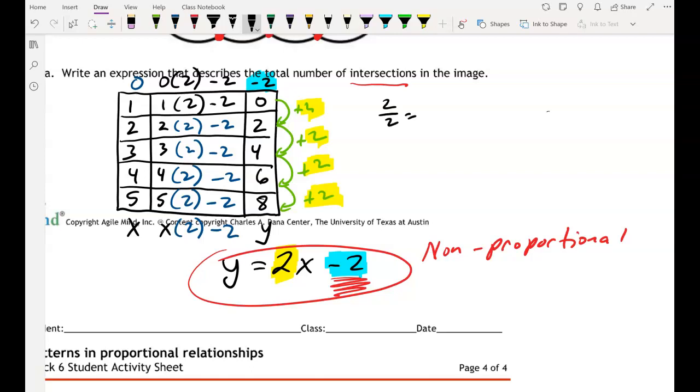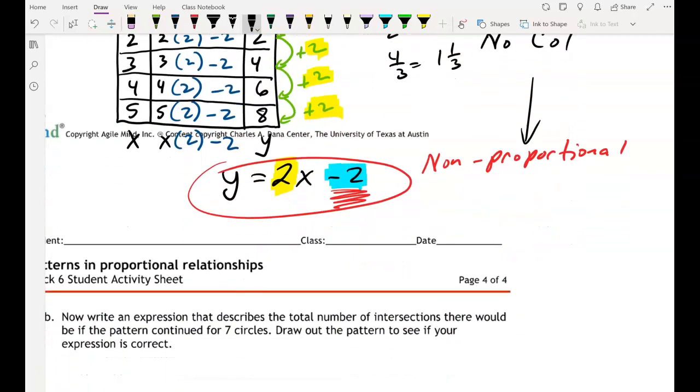2 divided by 2 in this row is 1. 4 divided by 3, definitely not 1. It is 1 1/3. So right there it tells you non-proportional because I don't get the same answer every time. There is no constant of proportionality, so we know that is non-proportional. All right, good stuff, good stuff.